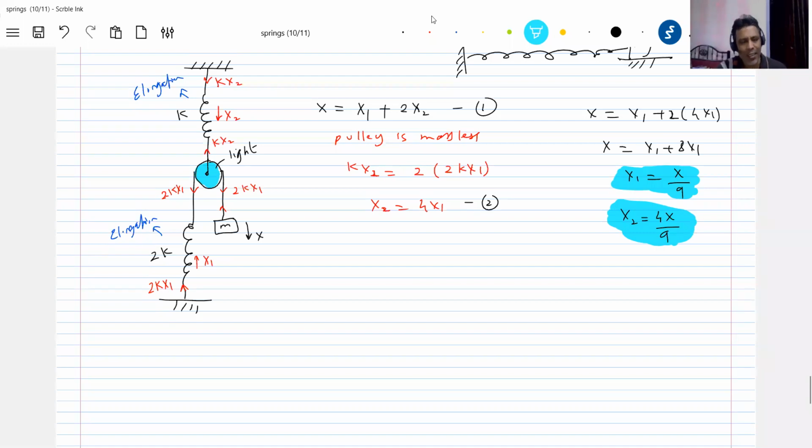For the time being, I'm just telling what will be the elongation of the individual springs. If you have the SHM idea, we replace these two springs by an equivalent spring constant, find the time period of the block, and get an expression from there. That will be a lot of burden for a student, so I'll try to avoid it. Any of you who know SHM can continue, but since most of you might not have depth of concept in SHM, I'll stop here.